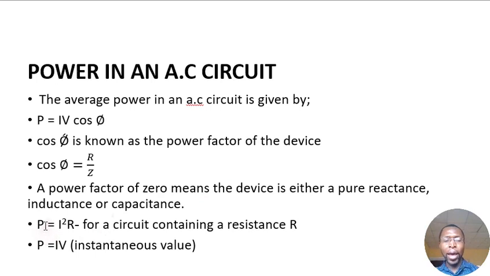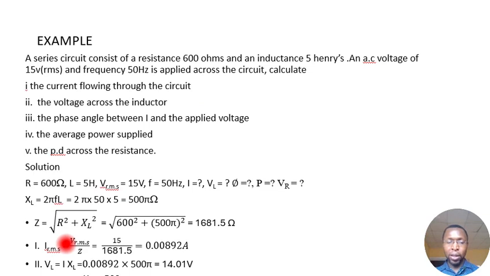Now, by formula again, another formula for power is P equals I squared R. Whenever the circuit has a resistor, this is the formula we use. Okay, to obtain instantaneous power, we use P equals IV. Okay, so that's it. Now, having known the formula, let's see an example on this.